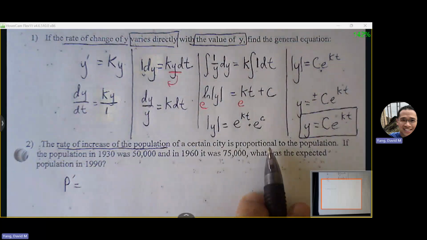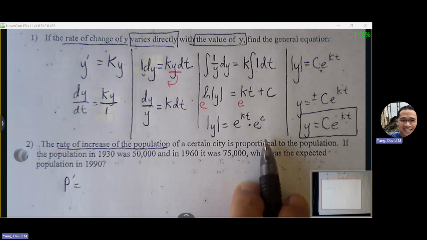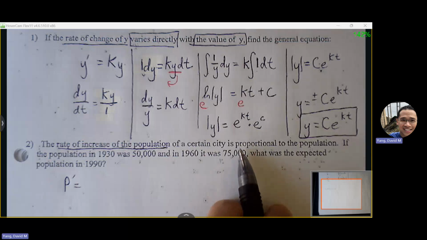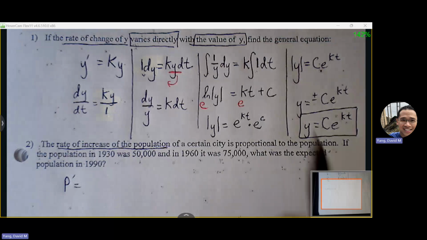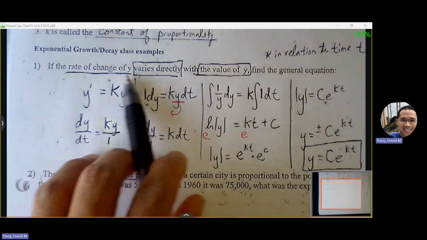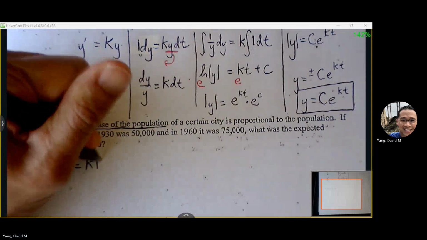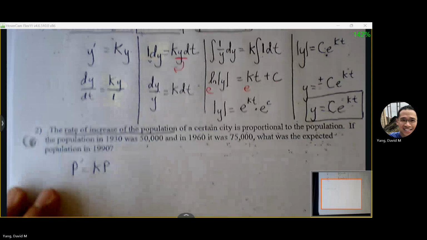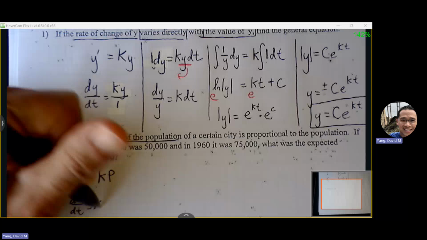Is proportional. So if you see the word proportional, the understood word is that it's directly proportional. If they don't mention direct, then it's understood direct proportion. If they want inverse proportion, they have to state it. So proportional is just direct proportional to the population. So just like how we have y prime equals ky, here we'll say p prime equals k times p. So basically, this is dp over dt is equal to k times p.